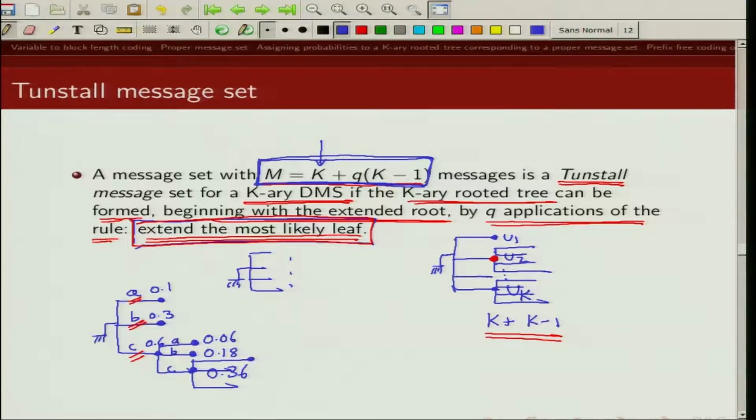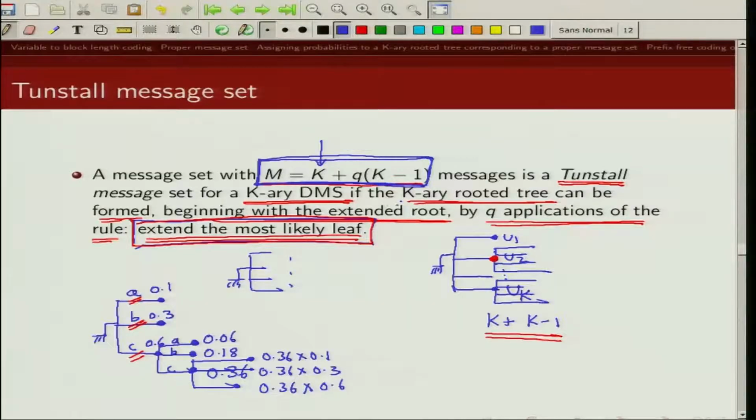And again similarly, the probability of this node is 0.36 into 0.1. So this is 0.36 into 0.1, this is 0.36 into 0.3, and this is 0.36 into 0.6. And this process continues. So if I extend leaves in this particular fashion, if I construct my proper message set in this fashion, then it is known as a Tunstall message set.